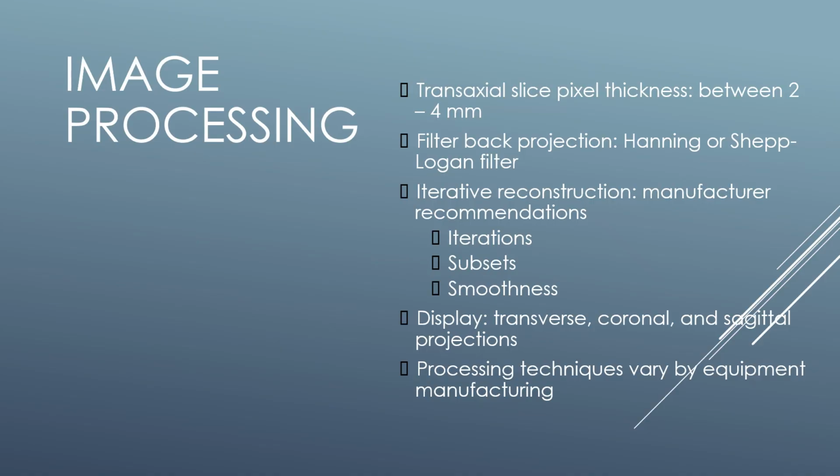When you process the images, you'll have transaxial slice thickness of about 2 to 4 millimeters. You'll use filtered back projection. Remember, all PET initially uses filtered back projection. That's how it creates the lines of response. But then when you actually reconstruct the images and fuse them with CT, you use iterative reconstruction, because the CT provides that patient map for us. And then there are always manufacturer recommendations for how many iterations to do and the final smoothness, things like that.